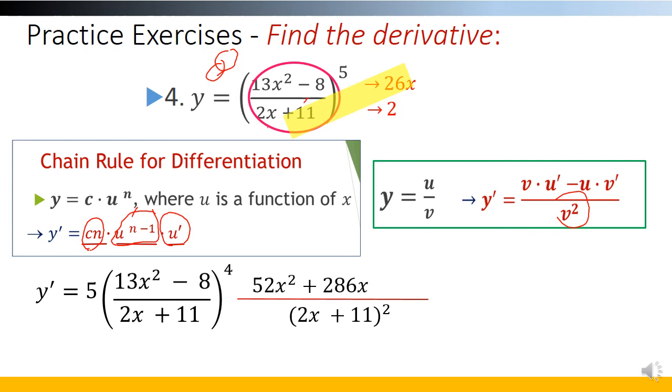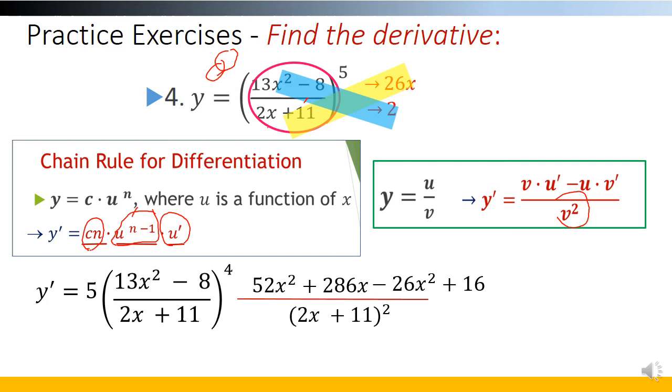The product will be 52x squared plus 286x. Okay? Minus 2 times that. Okay? Wala na tayong masyadong say dun sa 5. No? Dito tayo sa loob lang. 2 times 13x squared minus 8. That gives us minus 26x squared plus 16.